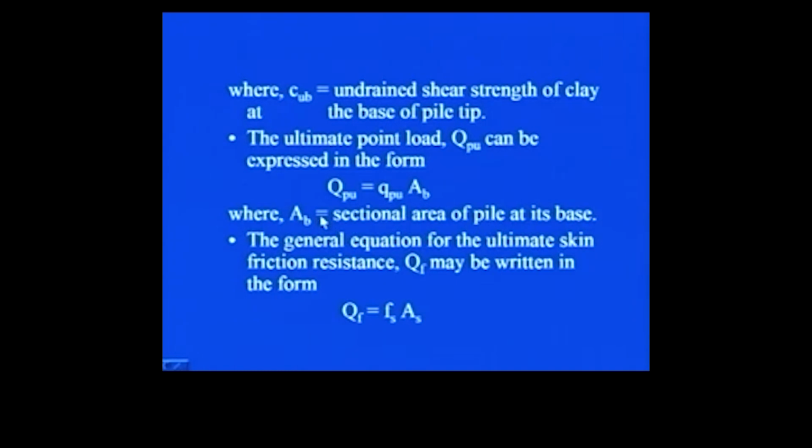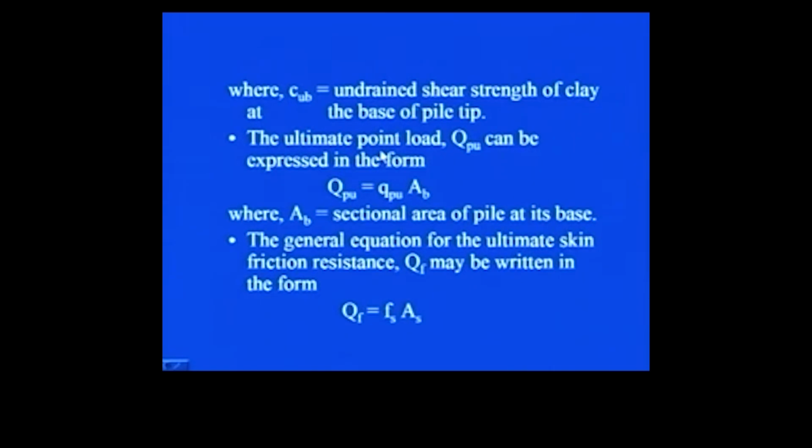In case the pile is circular with diameter d, then this Ab will be equal to pi by 4 d square, and in case it is a square of side B, then in that case this Ab will be equal to B square. So, this is what it is all about, this ultimate point load.